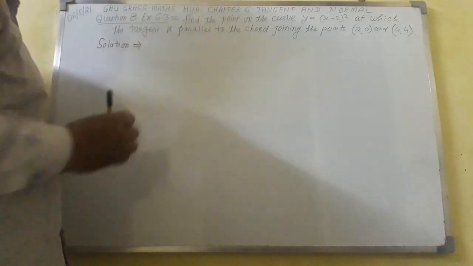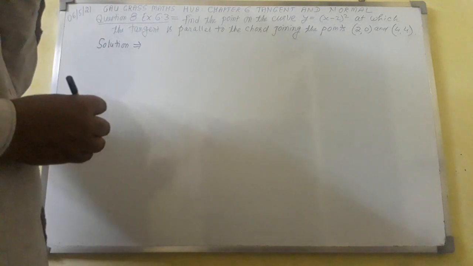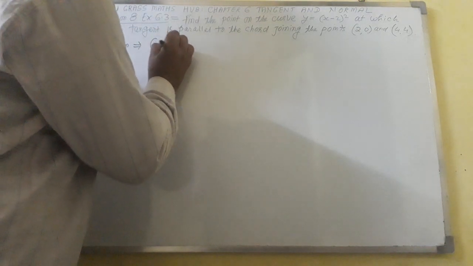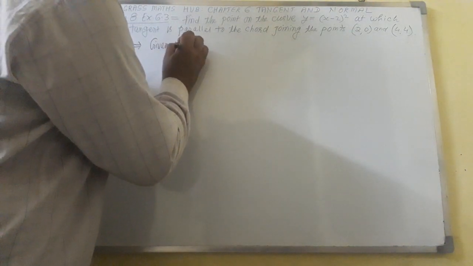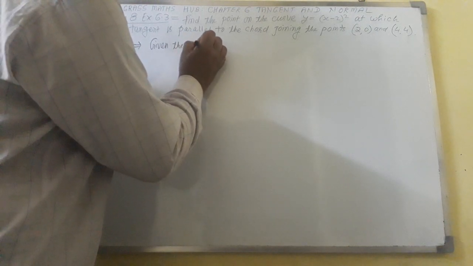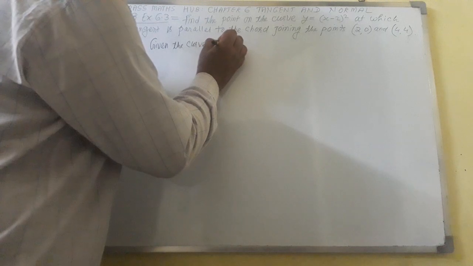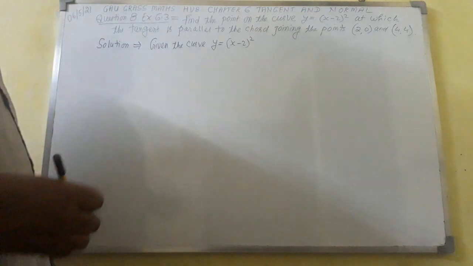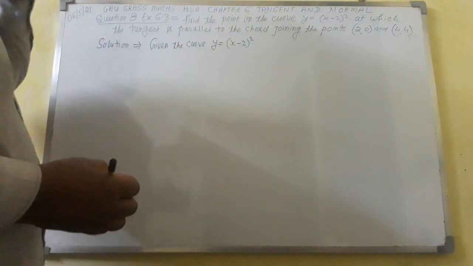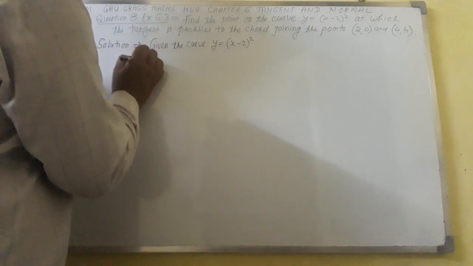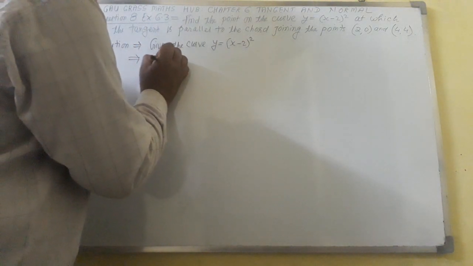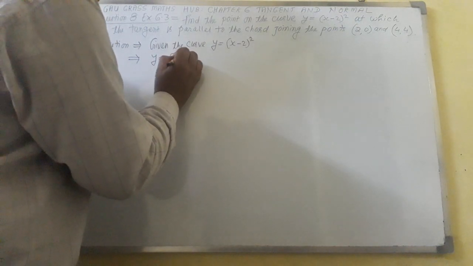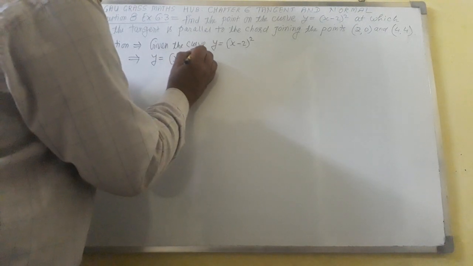Solution: here I shall write, given the curve y equal to (x minus 2) whole square. Again I shall write y equal to (x minus 2) whole square.